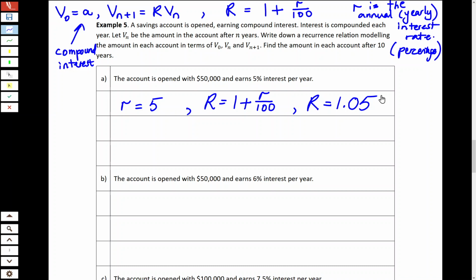Okay, is anyone unsure how I got from the second equation to the third equation? Yeah, want me to explain it? Okay. So what I've done here is I've substituted r equals 5. So it's that 1 plus 5 divided by 100.